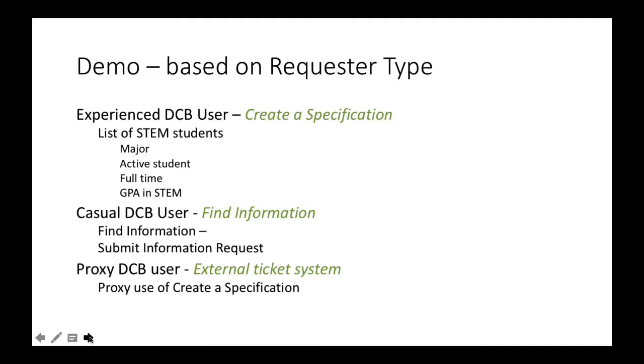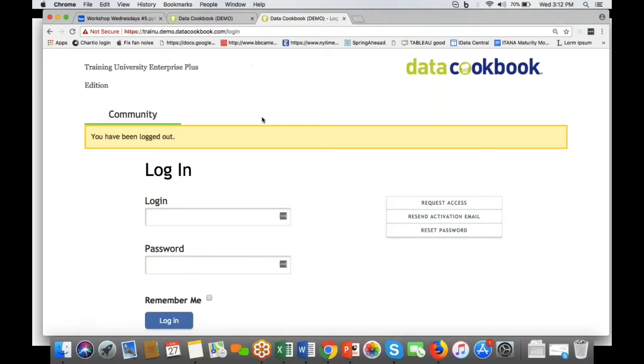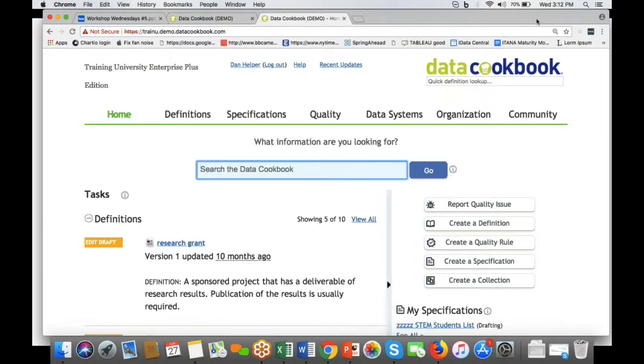So let's take it from the perspective of the experienced Data Cookbook user. I'm going to pop over to the demo account, and I am going to log in as a staff member named Dan Helper. And Dan is an experienced data user, and he's going to make a request for a report for student retention advisors that pulls out the major, the enrollment status is active, and their GPA in STEM. So he's looking for a list of students enrolled in STEM programs.